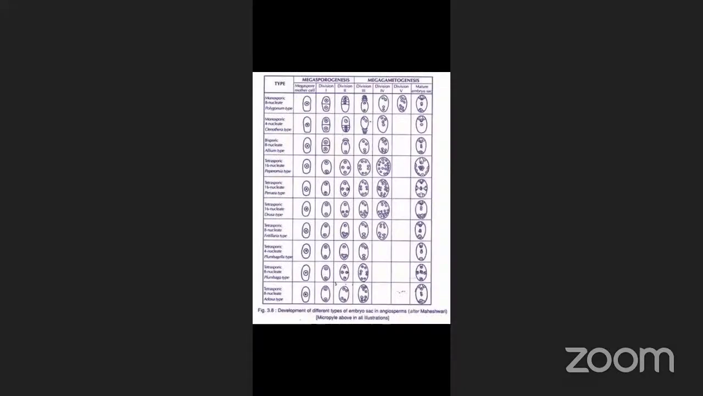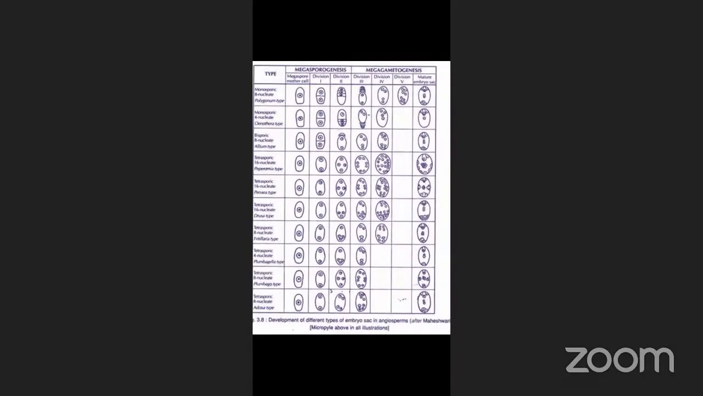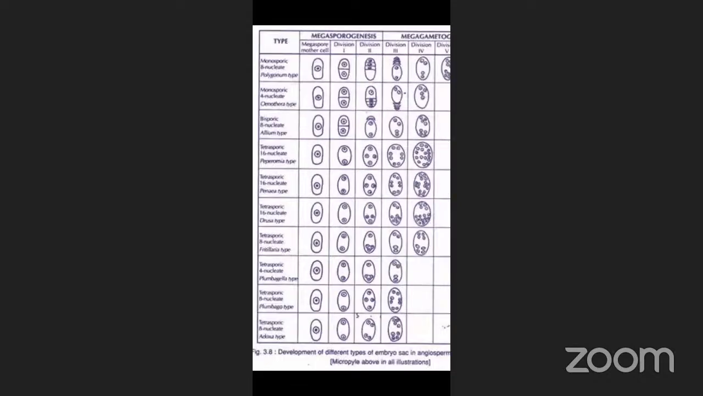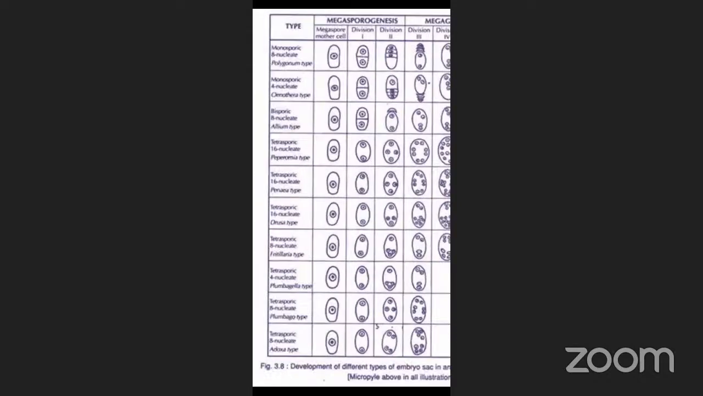Right. So if we say this type of female gametophyte, first discuss one by one. First two are monosporic development. After that, bisporic development. Let's see these two, monosporic, and next to it bisporic. This is bisporic, and the remaining all are tetrasporic. First, let's see monosporic development one by one.